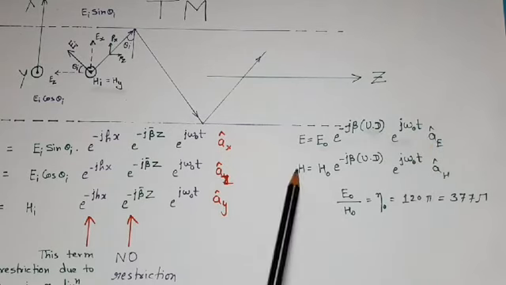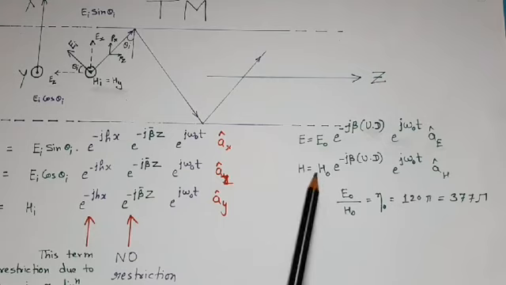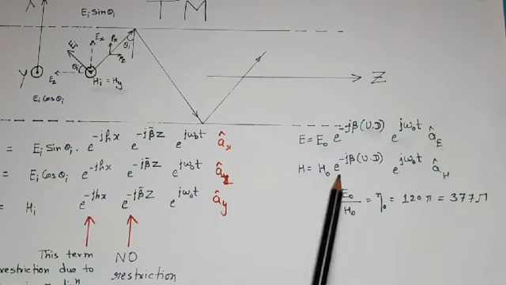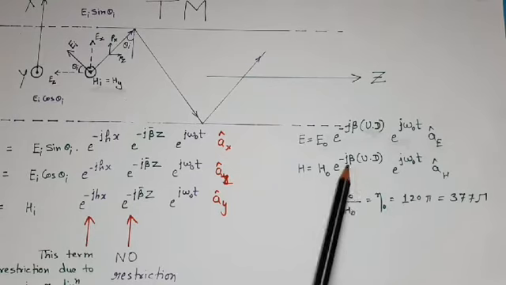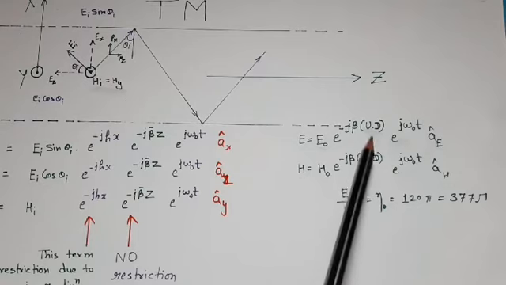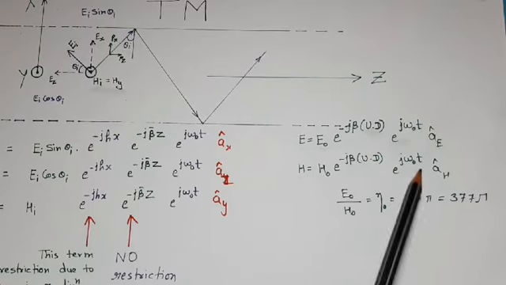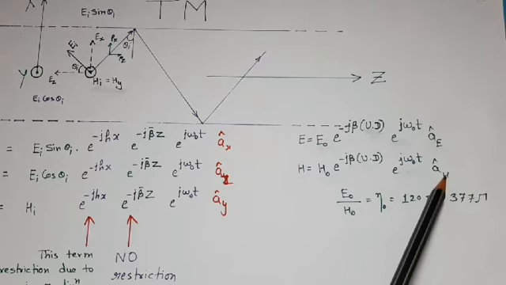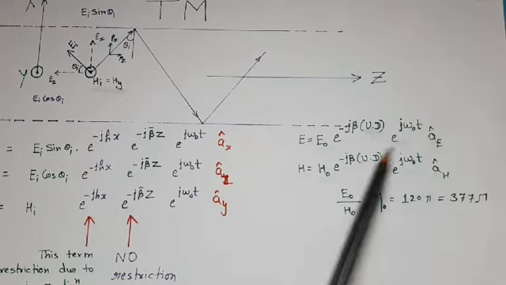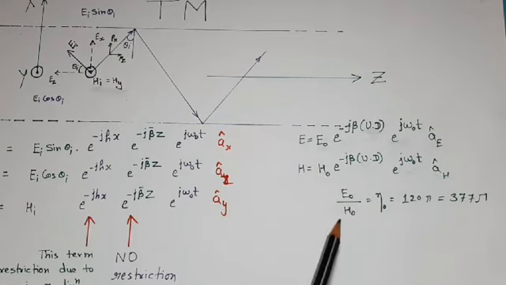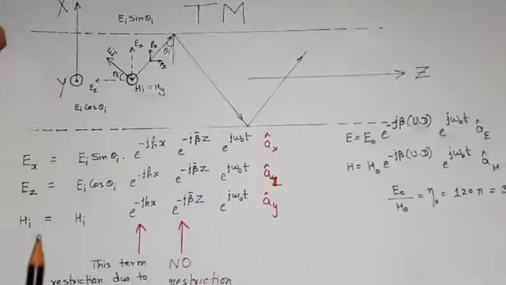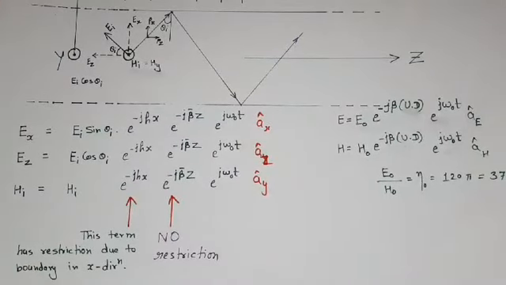Then we wrote expression for magnetic field. H is equal to H naught, which is amplitude of magnetic field, e power minus j beta into unit direction in which wave is propagating. The unit direction will remain same because both electric field and magnetic field are propagating in same direction, into e power j omega naught t into orientation of magnetic field component, that is AH cap. Also, the electric field and magnetic field are connected with intrinsic impedance. That's why E naught upon H naught is equal to eta naught, where eta naught value is 120 pi or 377 ohm. Now, making reference of these two equations, we write expressions for Ex, Ez and Hy.